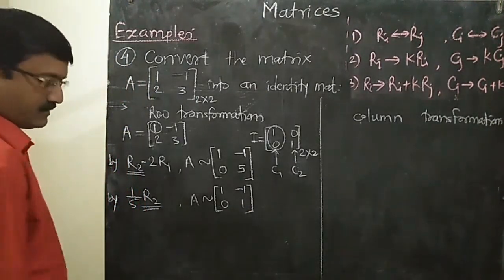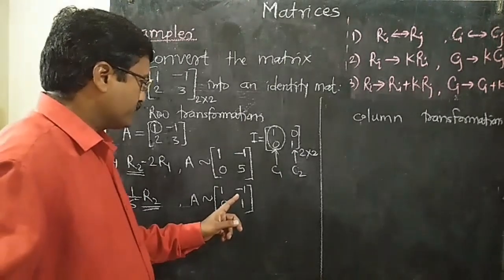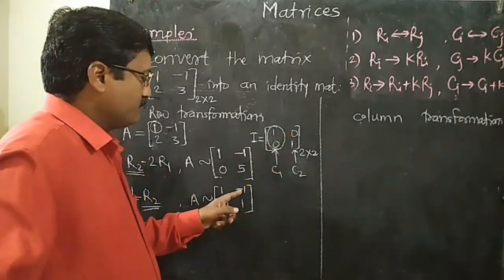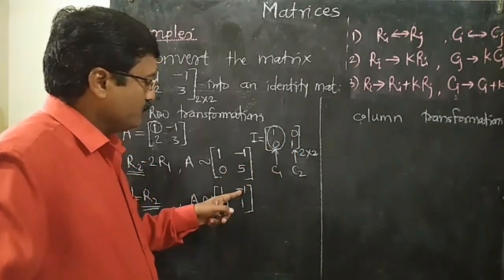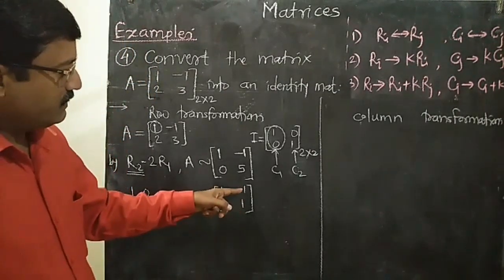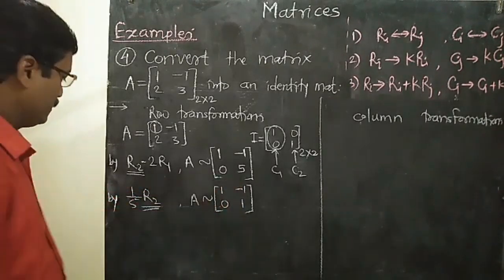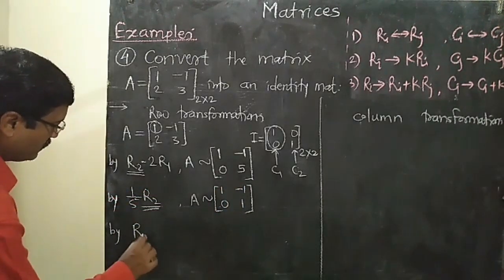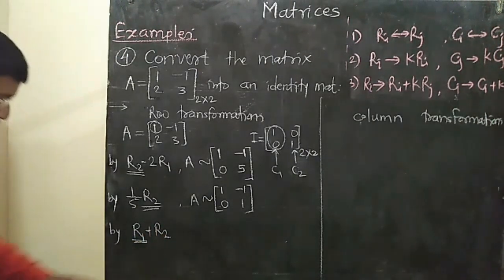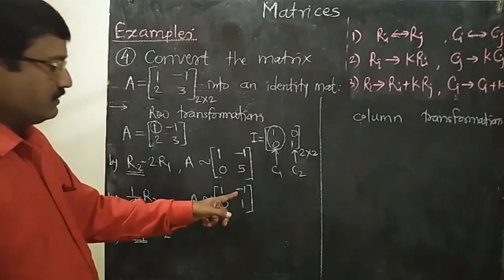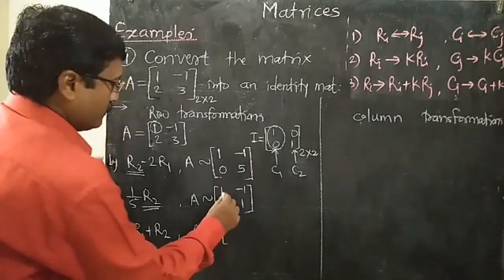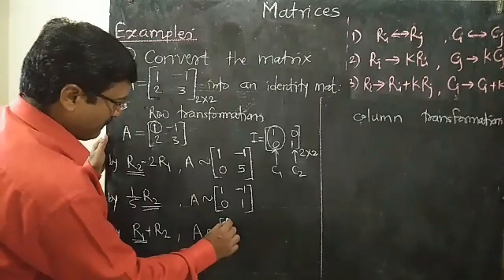Now what will be the last step? Because at this position we now want 0. So minus 1 we can make 0 if we add 1 to this minus 1, and 1 is present here. So if we add R2 to R1, means by R1 plus R2, we will change R1, not R2, because we want to change the first row R1. So A is equivalent to first row R1 plus R2, 1 plus 0, 1.